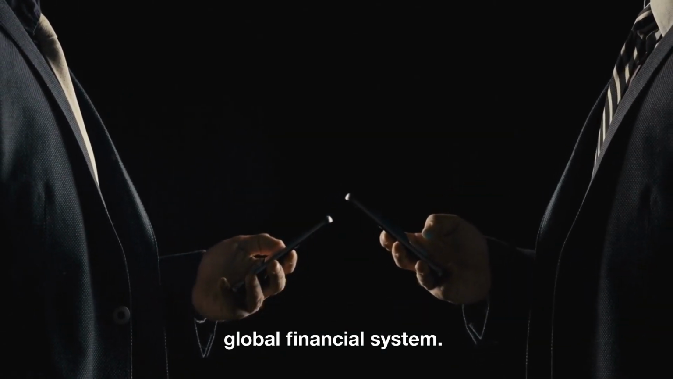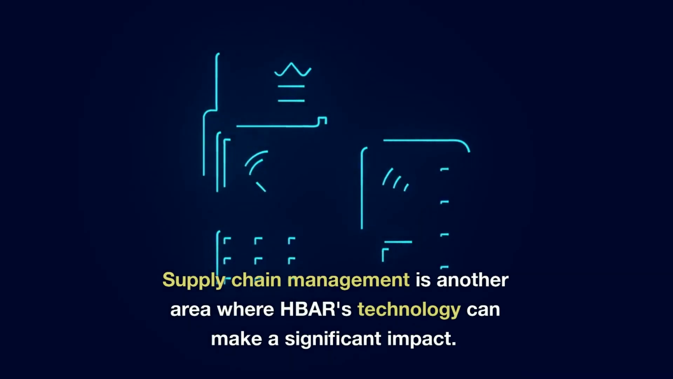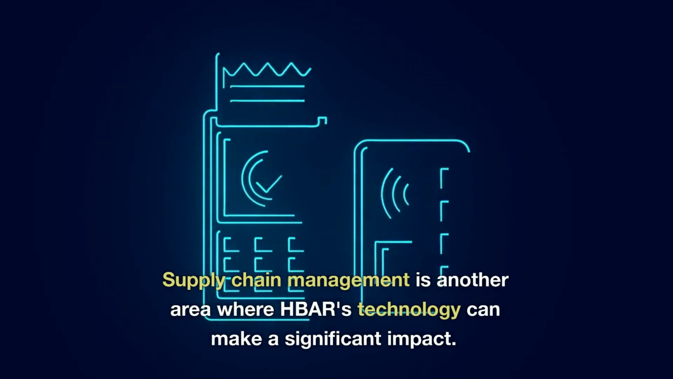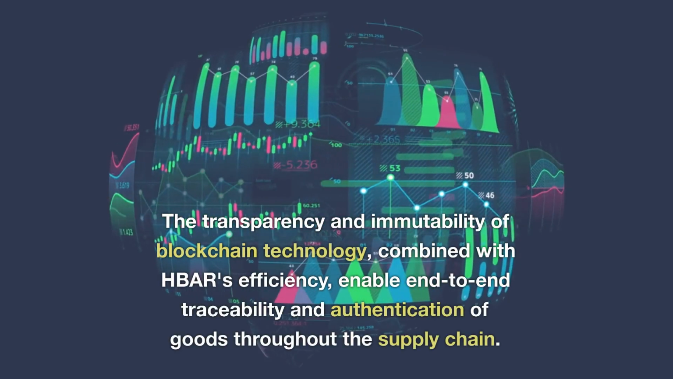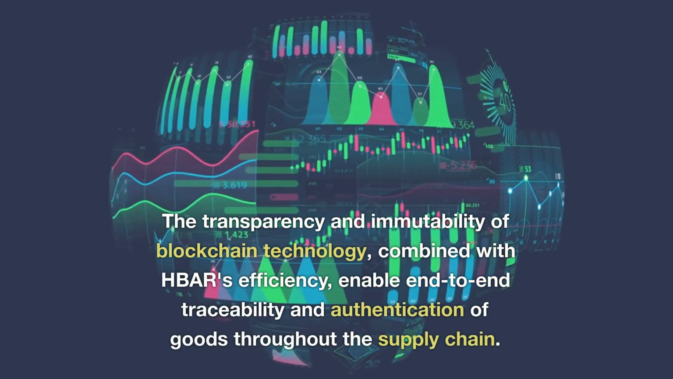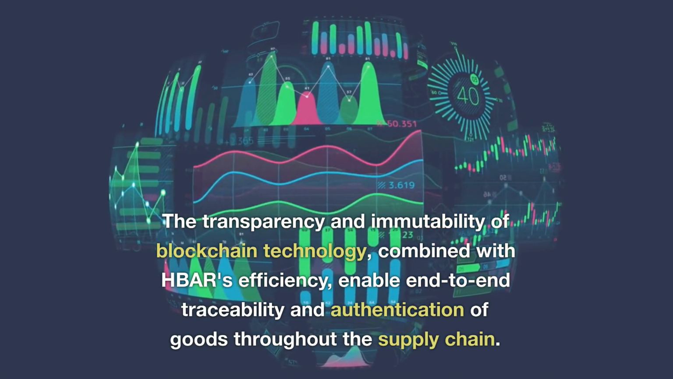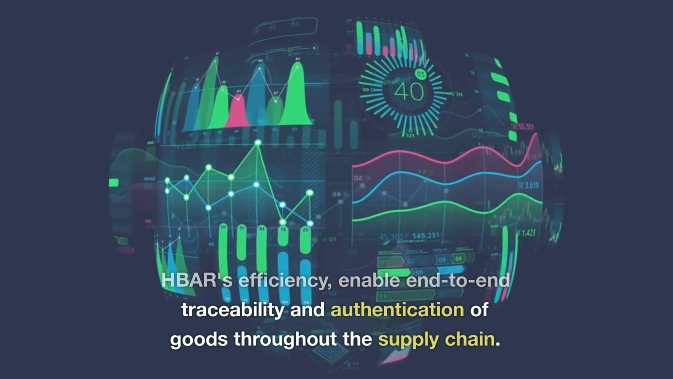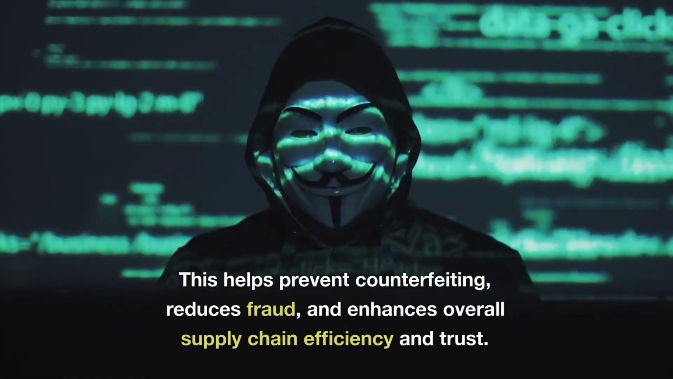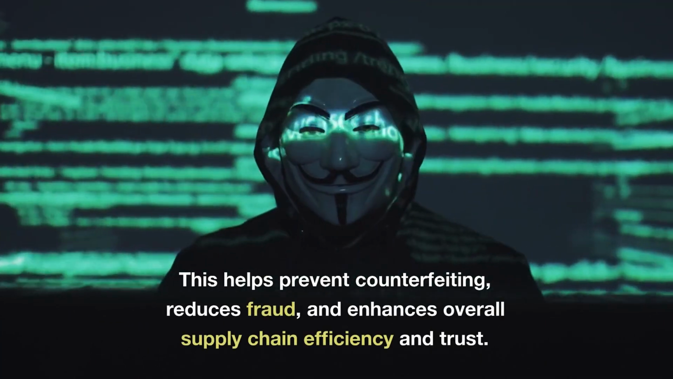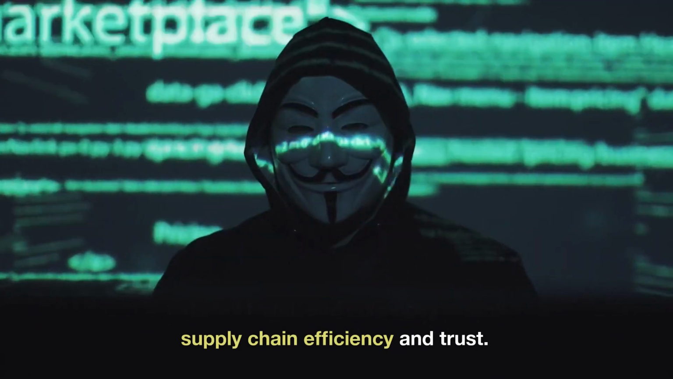global financial system. Supply chain management is another area where BAR's technology can make a significant impact. The transparency and immutability of blockchain technology, combined with BAR's efficiency, enable end-to-end traceability and authentication of goods throughout the supply chain. This helps prevent counterfeiting, reduces fraud, and enhances overall supply chain efficiency and trust.